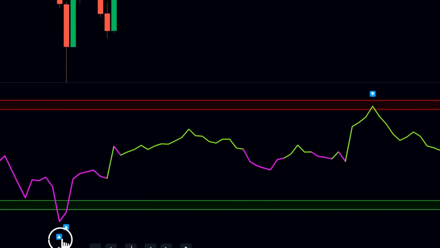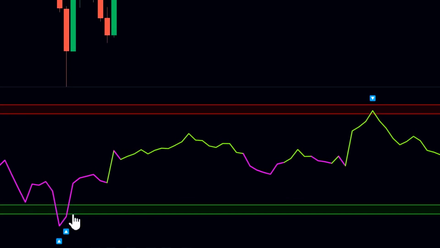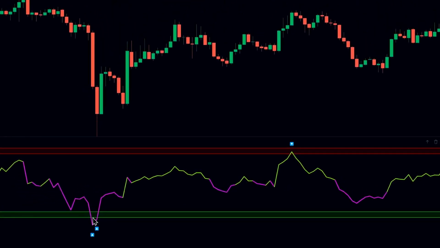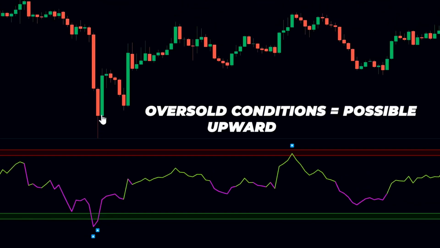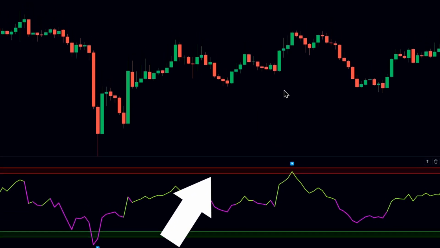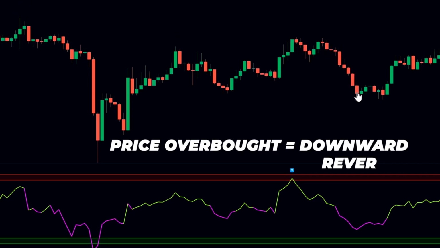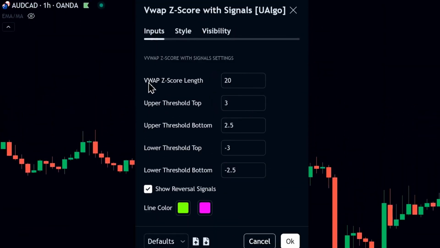A buy signal occurs when the Z-score line crosses above the lower threshold, indicating that the price has reached or dipped below this level, suggesting potential oversold conditions and a possible upward reversal. Conversely, a sell signal occurs when the Z-score line touches or crosses the upper threshold, signaling potential overbought conditions and a possible downward reversal. Now let's take a look at the indicator settings and how customizable it can be.